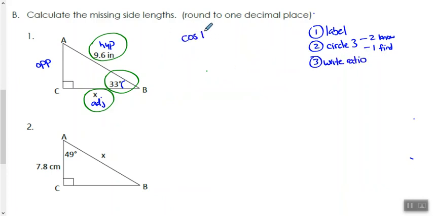So the cosine ratio, in this case for B, is going to be its adjacent side divided by its hypotenuse. So adjacent divided by hypotenuse. And then substituting in our numbers. So cos of 33 is going to be our adjacent, which is x, we need to find, divided by our hypotenuse, which is 9.6 inches.